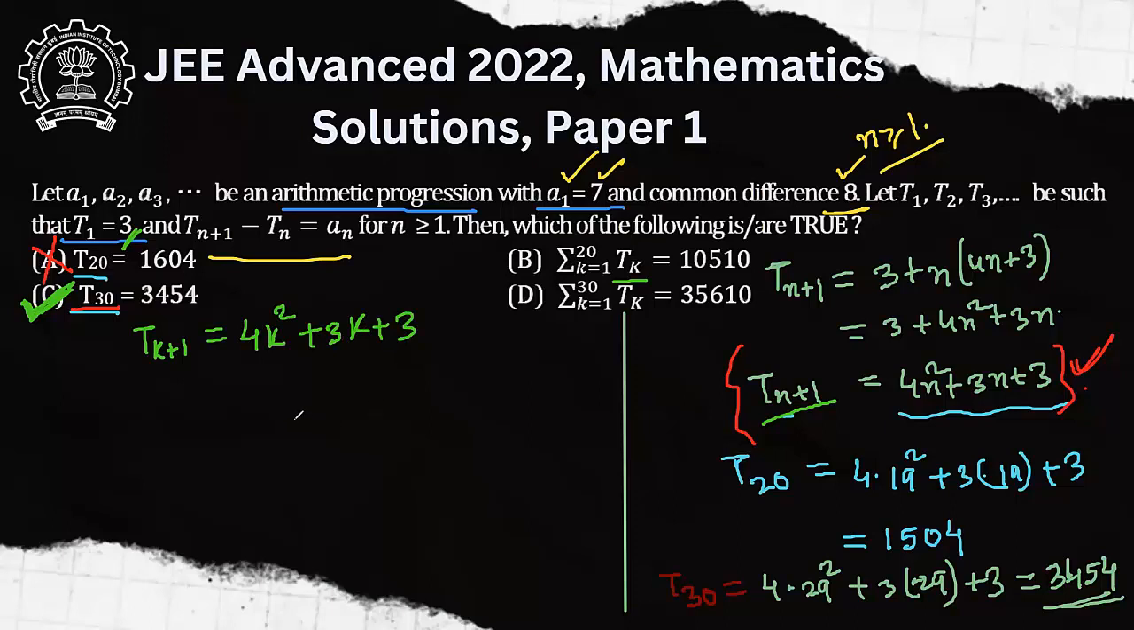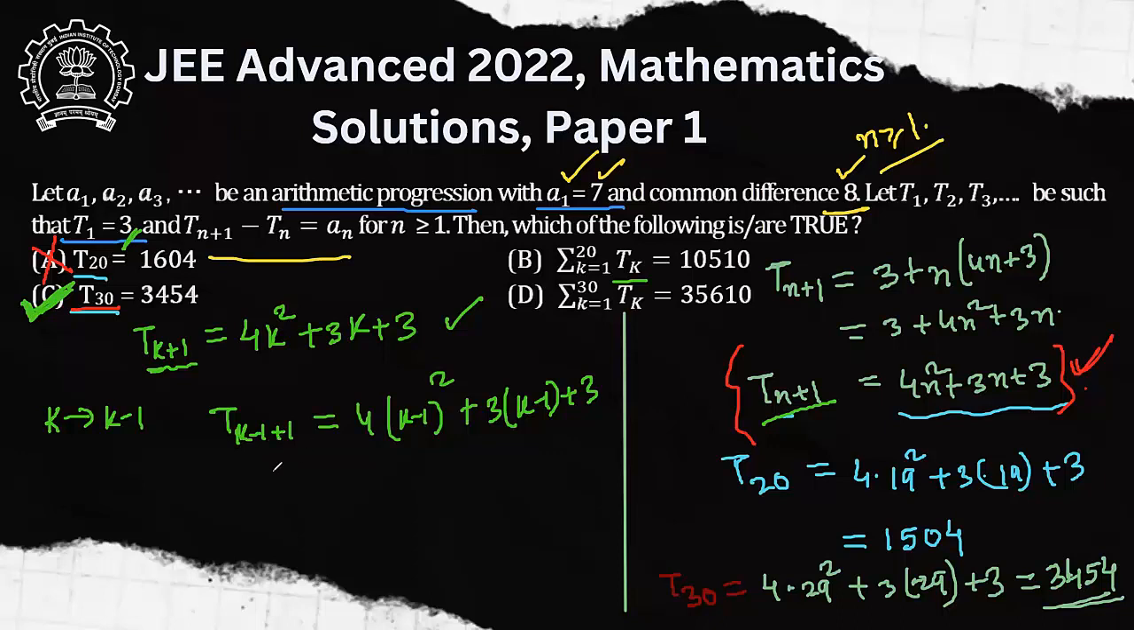So let's convert this to Tk. Now see, if I replace k by k minus 1, what will happen? This thing here will become k, and all the things will change accordingly. So Tk minus 1 plus 1 is equal to 4 times (k minus 1) whole square plus 3 times (k minus 1) plus 3. This Tk minus 1 plus 1 is nothing but Tk. Tk is equal to 4(k minus 1) square plus 3(k minus 1) plus 3.